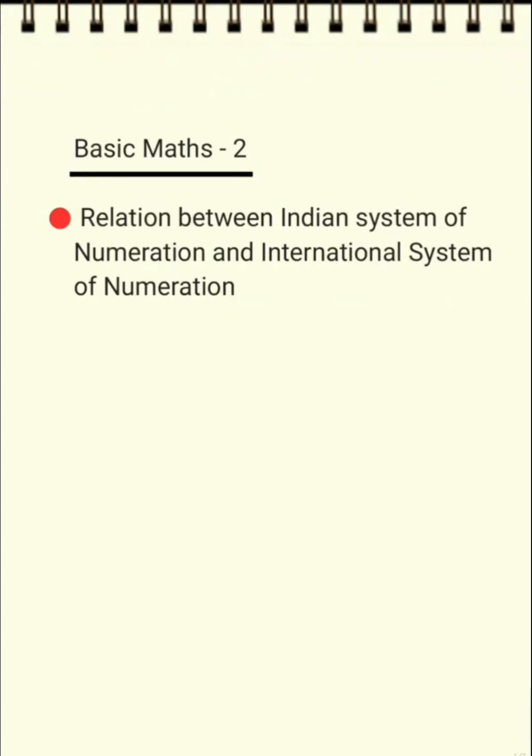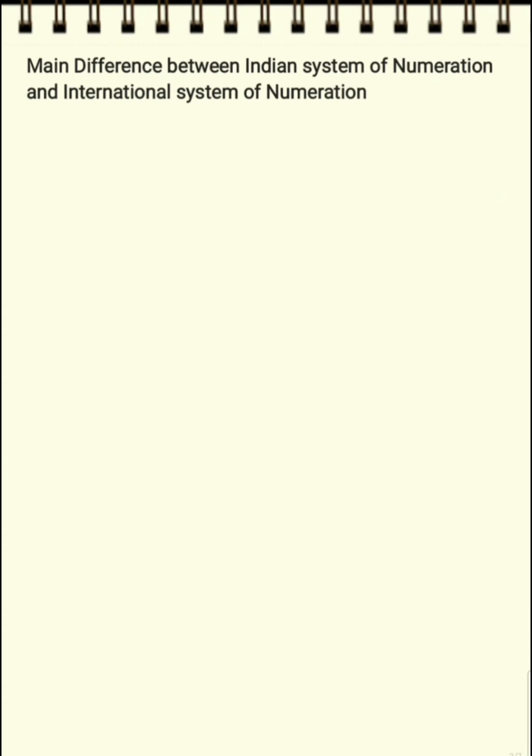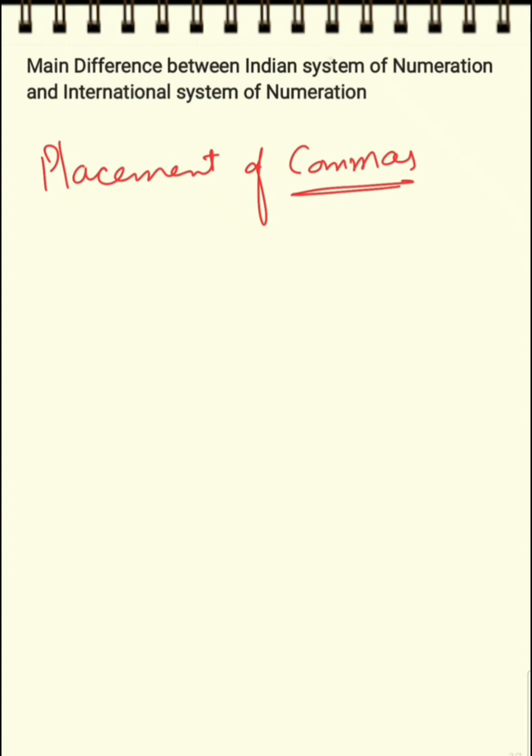In this video we are going to discuss the relation between the Indian system of numeration and the international system of numeration. The main difference between the two systems is the placement of commas. How we place commas is very important, and we place commas in both systems differently.